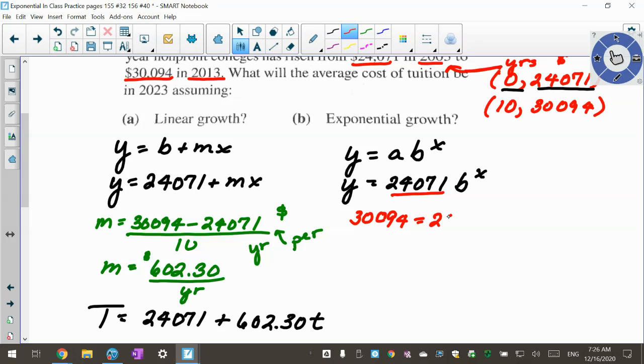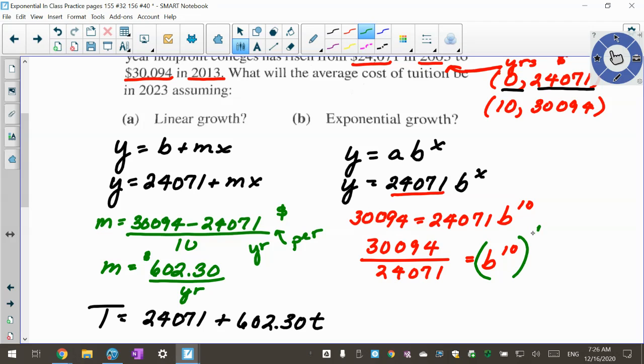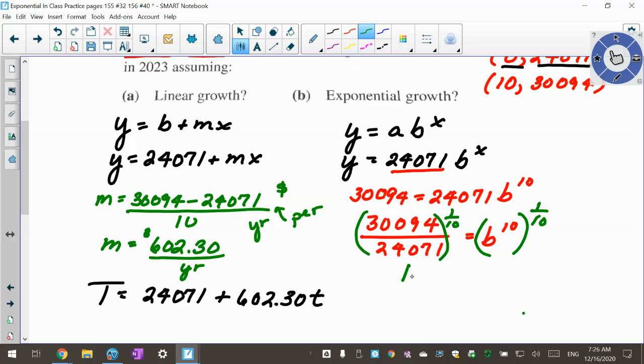And then what I'll do is solve for b. So it's 24,071 times b raised to the 10th equals 30,094. Now I can divide by that. So it's 30,094 divided by 24,071 equals b to the 10th. I don't care about b to the 10th. I want b to the 1st. So I'm going to raise it to the 1/10 here and the 1/10 here, the whole thing. I'm using Christmas colors. And now I know my b, and it should be over 1 because it's growing, it is 1.02258. That makes me happy because it's growing.